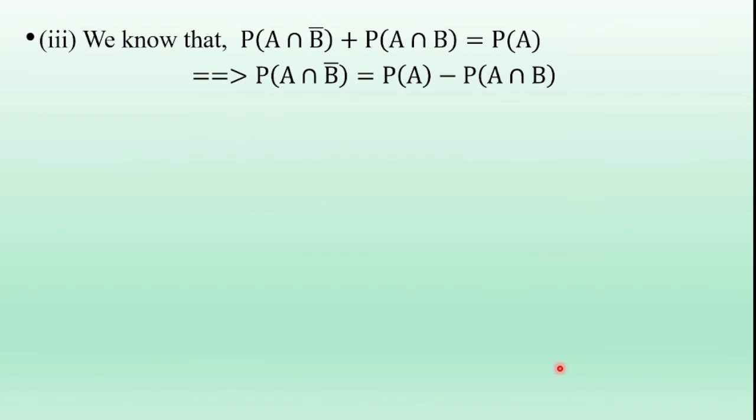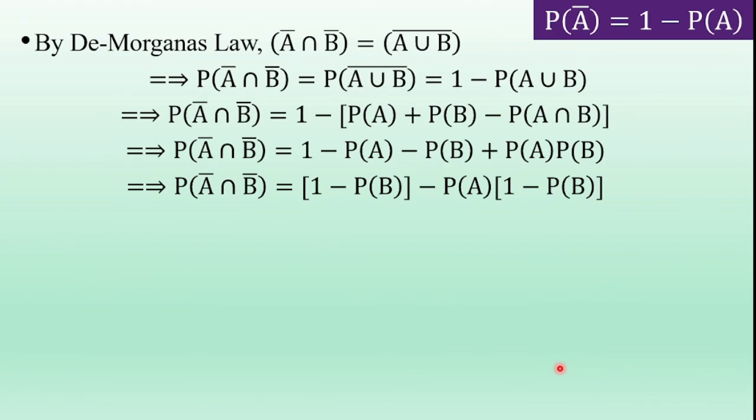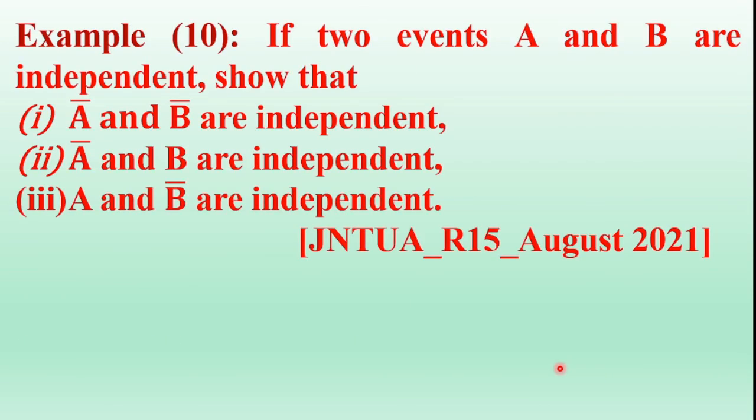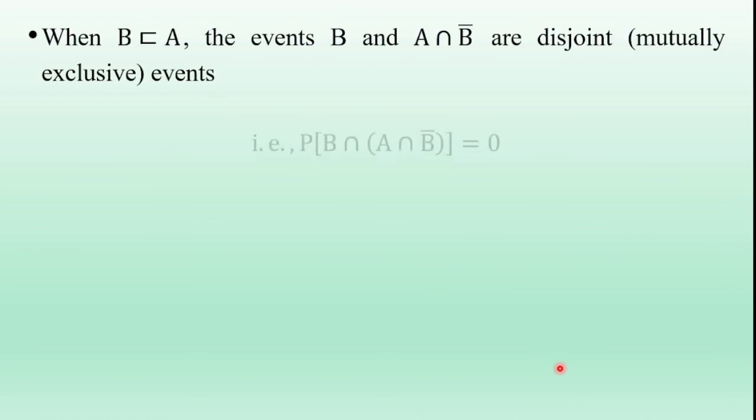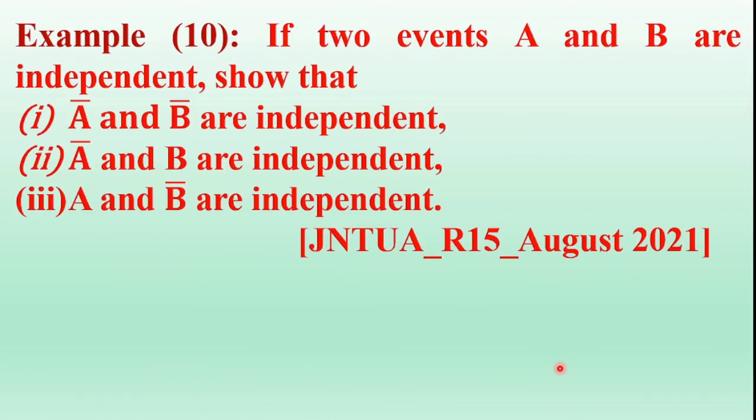From all these three bits, finally we conclude that when events A and B are independent events, A bar and B bar are also independent, A bar and B are also independent events, and A and B bar are also independent events.